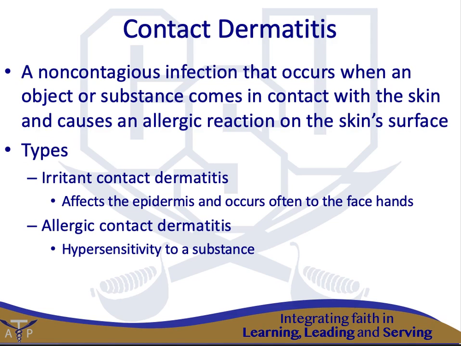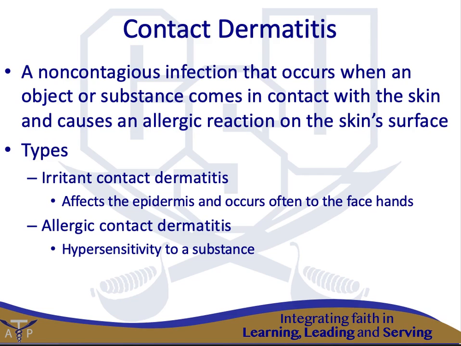Contact dermatitis is a non-contagious infection that occurs when an object or substance comes in contact with the skin and causes an allergic reaction on the skin surface. This can be of two different types: irritant contact dermatitis or allergic contact dermatitis. Irritant contact dermatitis affects the epidermis and occurs often to the face and hands. Soaps, cosmetics, and chemicals are often common irritants.